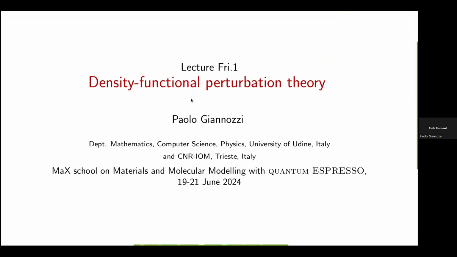Okay, good morning again. I'm going to give an introduction to density functional perturbation theory with particular reference to the calculation of phonons and related quantities. My presentation will be a little bit formal, but I try to make it clear what all those formulas mean and what you can do with those.